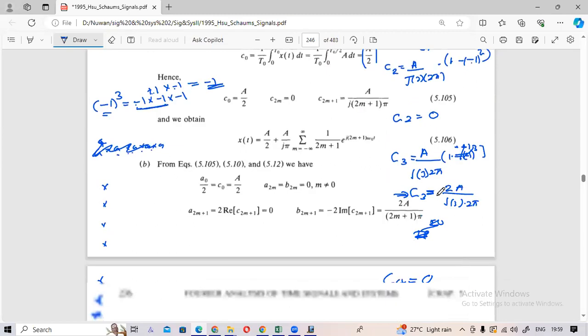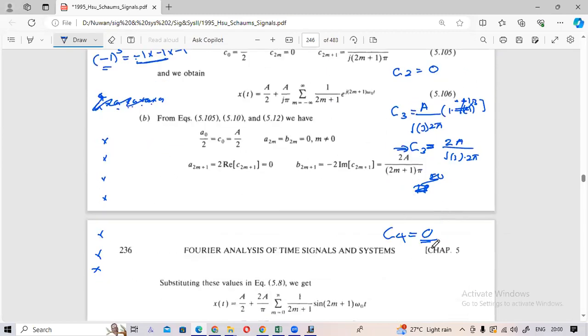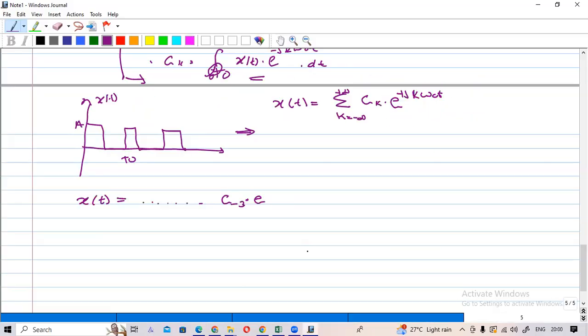C3 already calculated. And also C4 can be calculated. Okay, so you can represent it like this. C3 e to the power j, k is minus 3, omega naught t, plus C minus 2 e to the power j minus 2 omega naught t, because k is equal to minus 2.